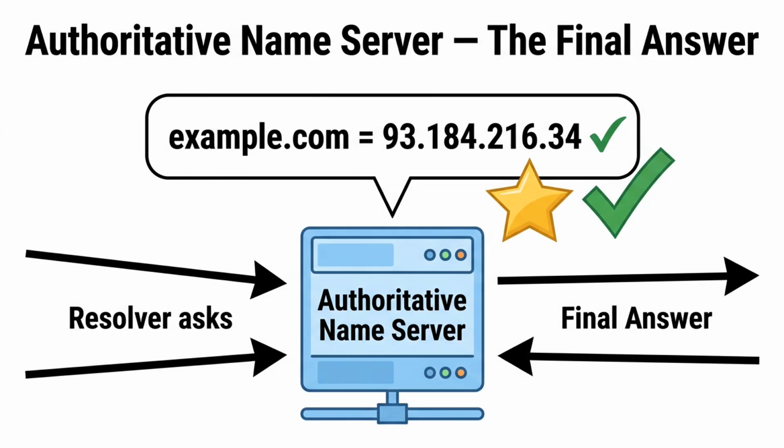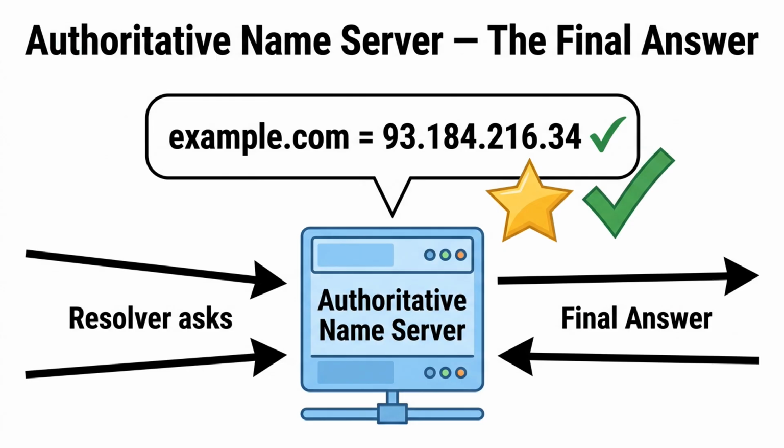Now, the resolver reaches the authoritative name server, and this is the final boss. This server actually has the real definitive answer. It says, yes, example.com lives at IP address 93.184.216.34. The resolver grabs that answer, sends it back to your browser, and your browser can finally connect to the website. The whole process happens in milliseconds.